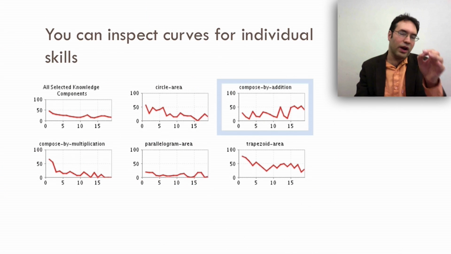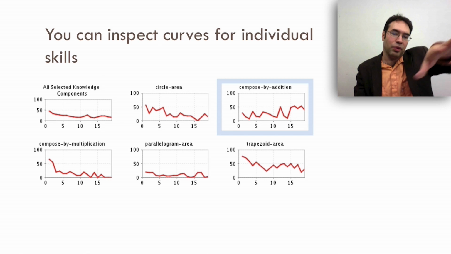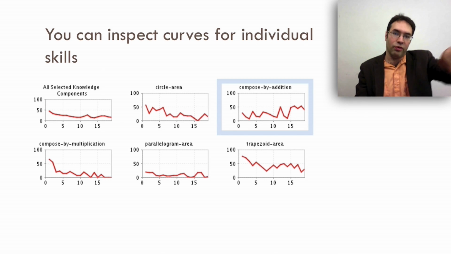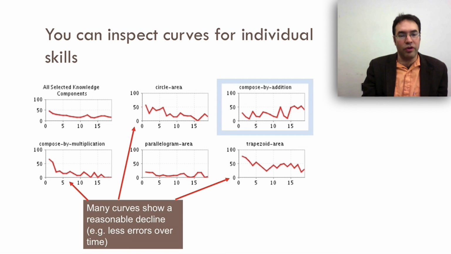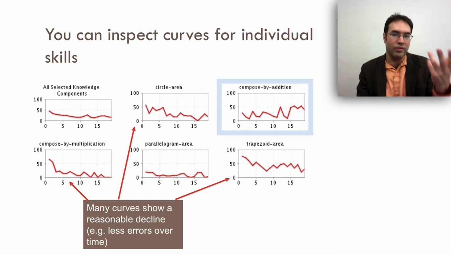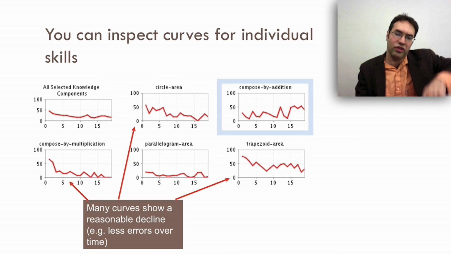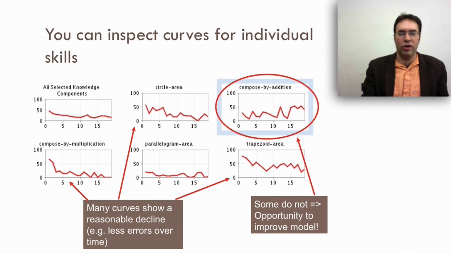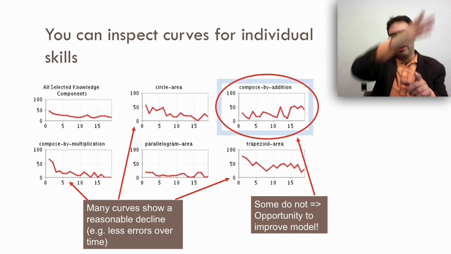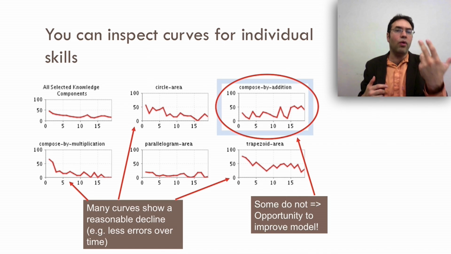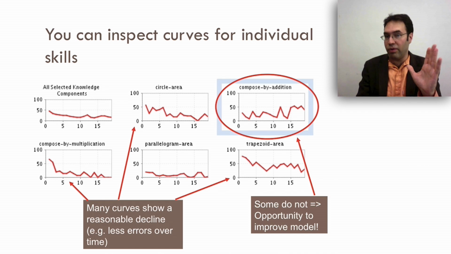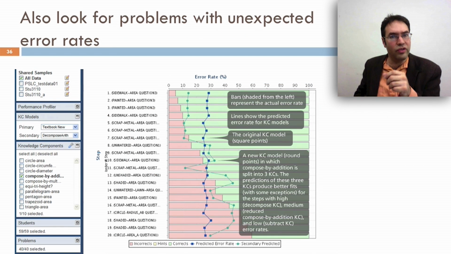You can actually inspect curves for individual skills. Again, these are pictures from the Data Shop. Thanks again to John for providing these. You see that many curves show a reasonable decline, that is, fewer errors over time. There's a little spikiness. You're going to get that if you don't have much data. But some don't, and that's an opportunity to improve your model. If you have a skill that's not going like this, then either you're teaching it really badly or your model's messed up. Possibly both.